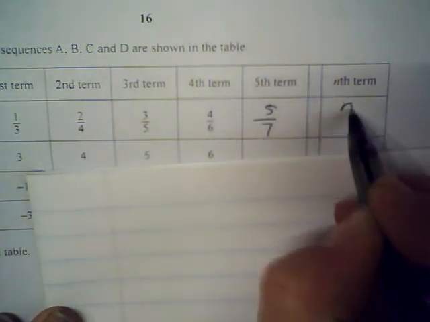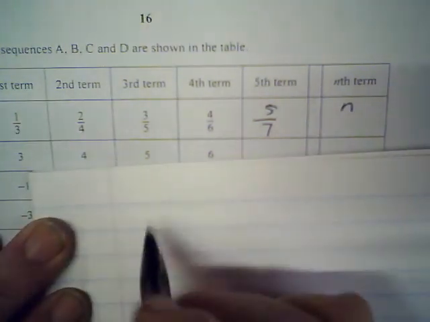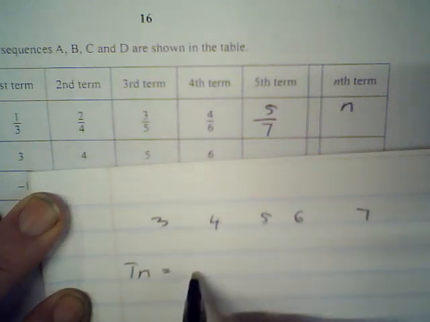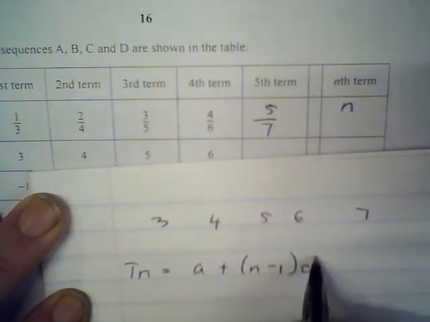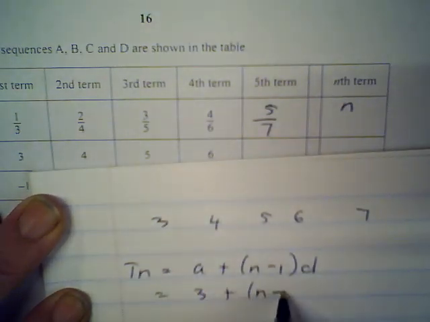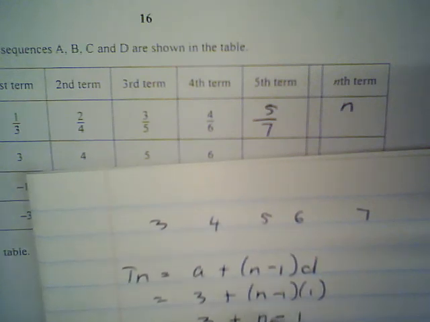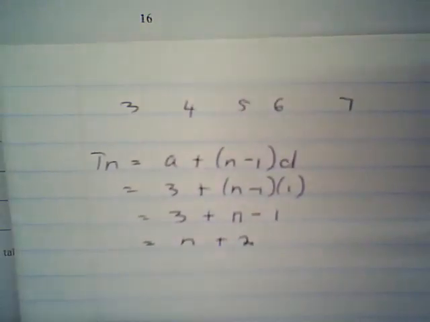So my n term is n there, but what about this term there? So I have 3, 4, 5, 6, 7. So Tn equals a plus n minus 1 d. A is 3, plus n minus 1, d is 1. 3 plus n minus 1 would give me n plus 2 as an answer. Okay, so that is part A.